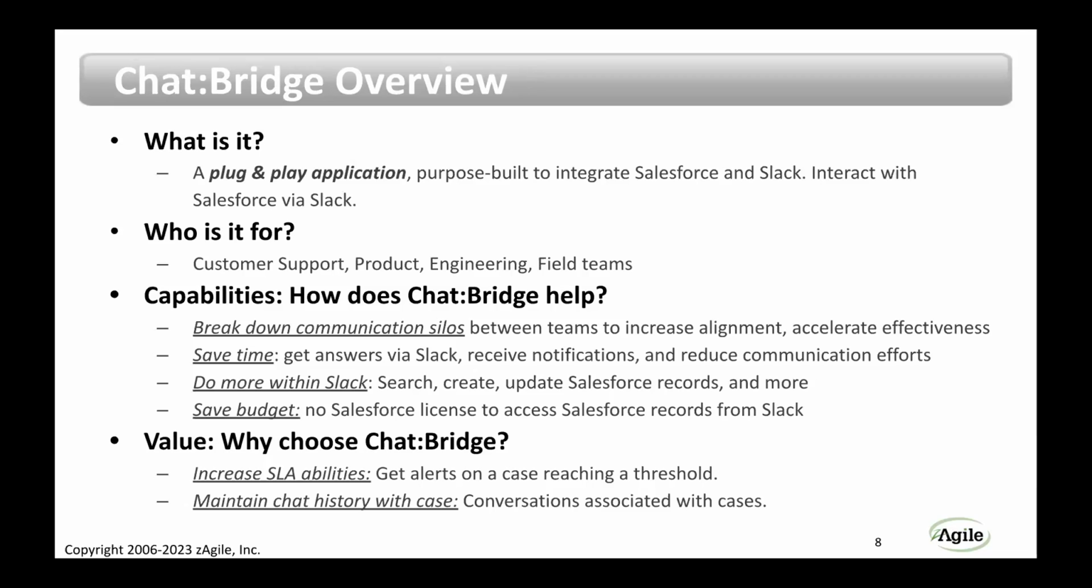So what kind of capabilities are we talking about? Well, first and foremost, breaking down communications between teams. So Slack commonly is the de facto standard for communication between teams. You can ask your team, get answers via Slack, get notifications. You can do more within Slack to search, create, update Salesforce records, and more. And you're saving budget since you don't need to have Salesforce licenses just to get some information out of Salesforce.